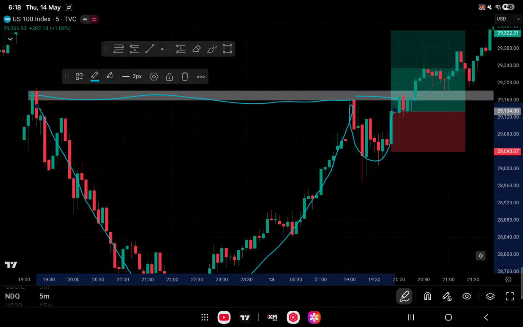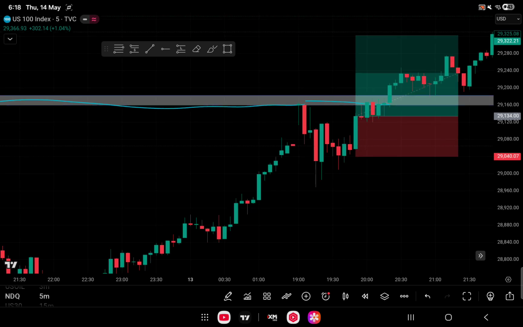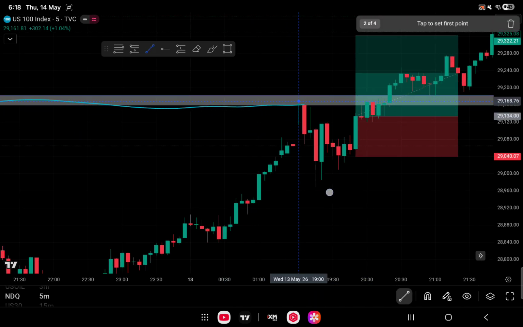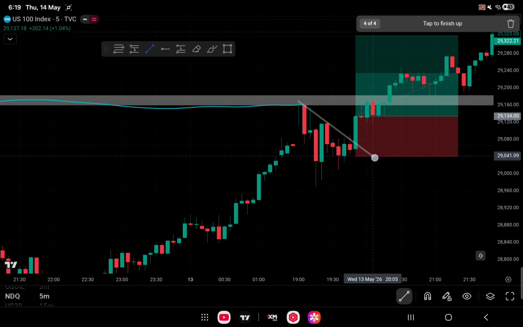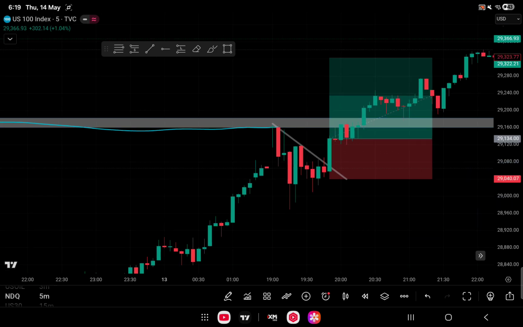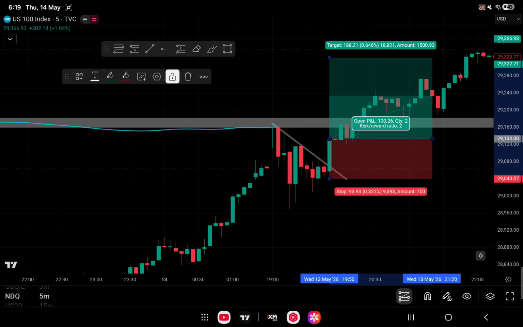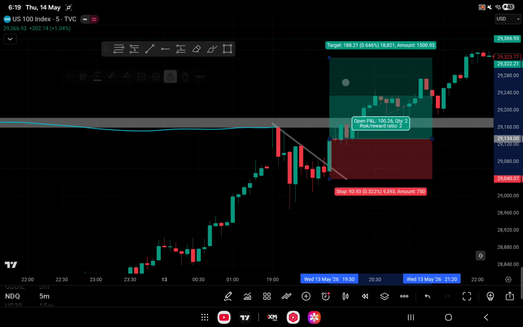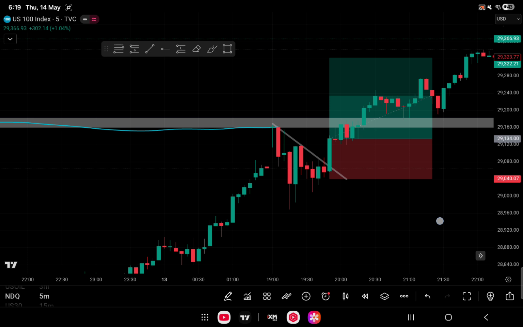So let me show you my entry. My first entry was at the break of this trend line over here, by a very good green candle, this candle. So we planned our first entry here. Our SL was below the last low, and our trade was for 2:1, as you can see here.